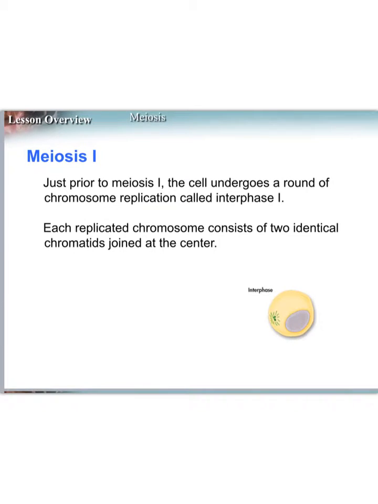Just prior to meiosis 1, the cell undergoes a round of chromosome replication called interphase 1. Each replicated chromosome consists of 2 identical chromatids joined at the center.